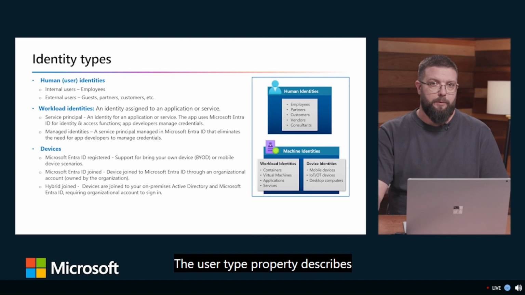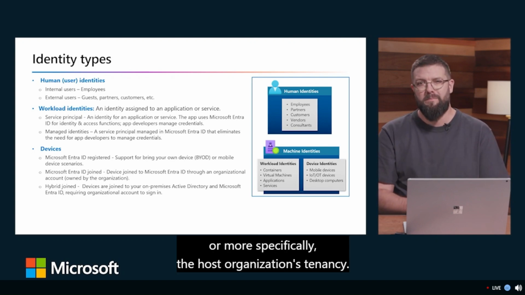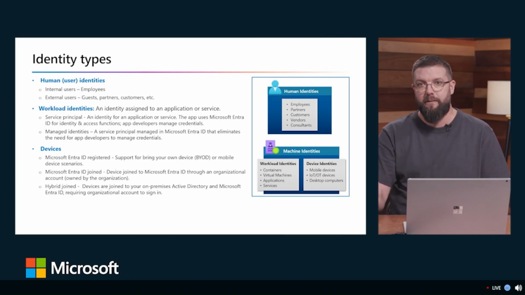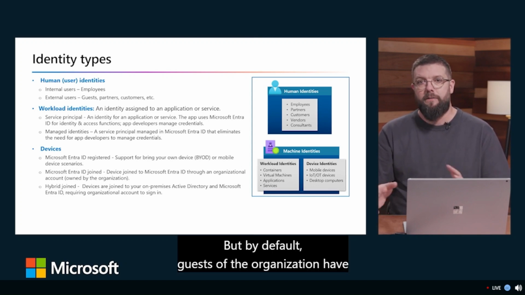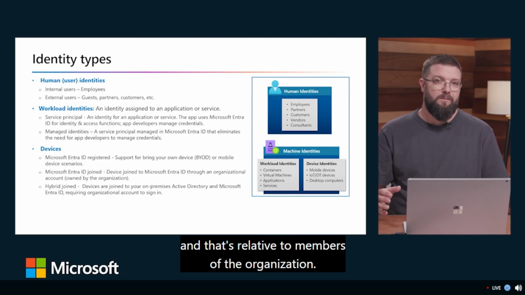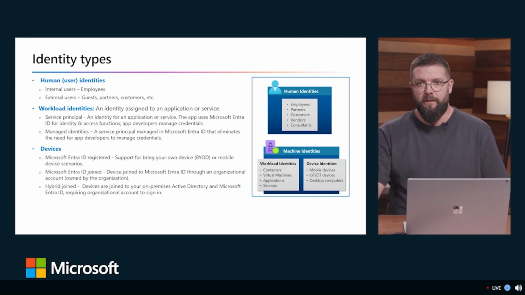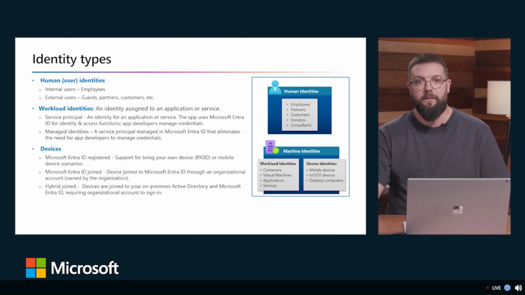The user type property describes the user's relationship to the organization, or more specifically, the host organization's tenancy. The user can be a guest or a member of the organization's Microsoft Entra ID tenant, but by default, guests of the organization have limited privileges in the organizational directory, relative to members of the organization. So a guest will likely have fewer rights than an actual member of the organization.